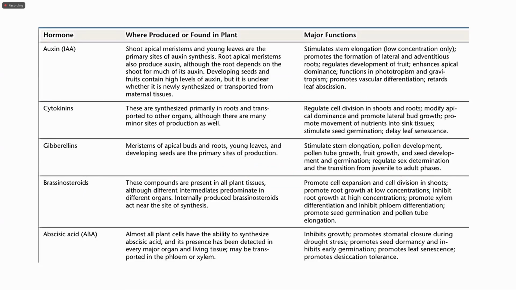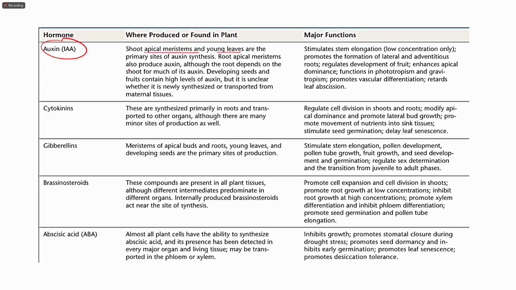So this is the summary of different plant hormones that we discussed today, where they are produced and what are the major functions. So I will quickly go through it. The first one is the auxin or the indole acetic acid. So it is present in the root, apical meristems, and young leaves are the primary sites.